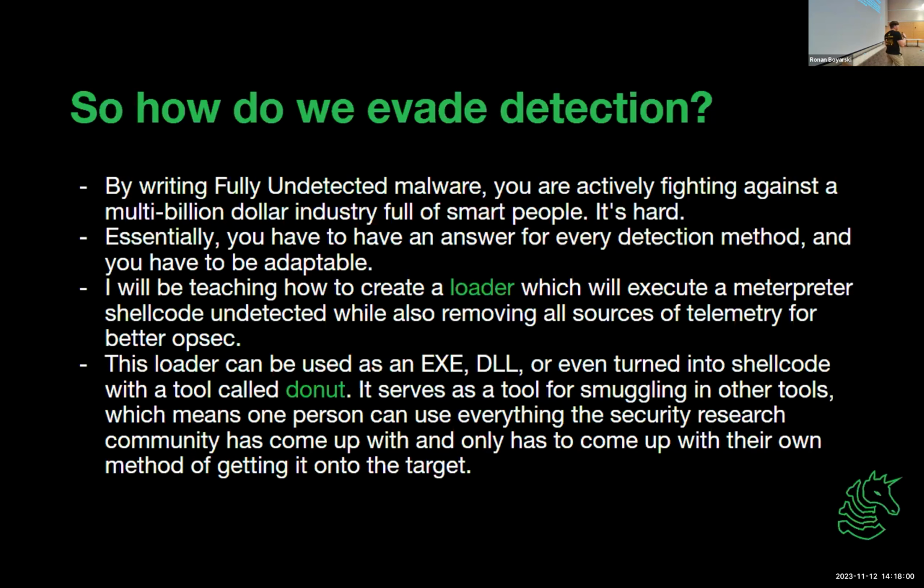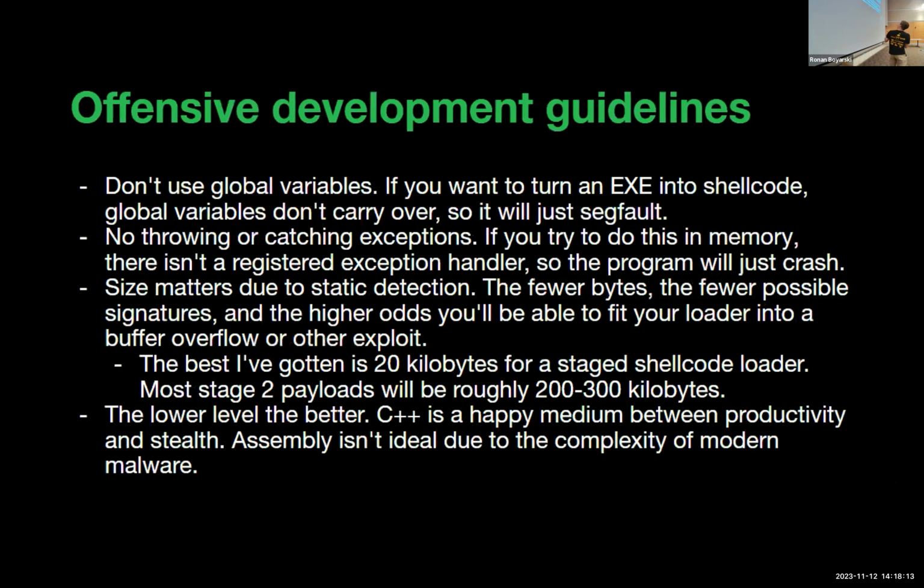So the final product is going to be an exe. You can turn it into a DLL. You can turn it into a shellcode in and of itself using a tool called Donut. So basically, you can just turn this into your own shellcode and use it to run any other malicious shellcode undetected if you so choose.